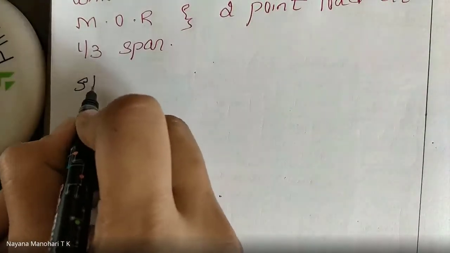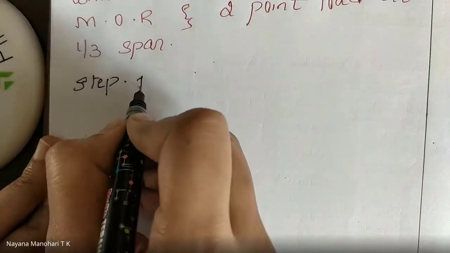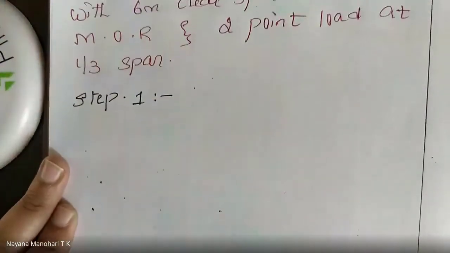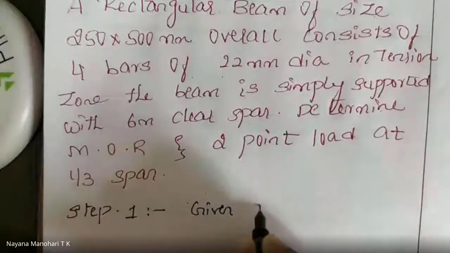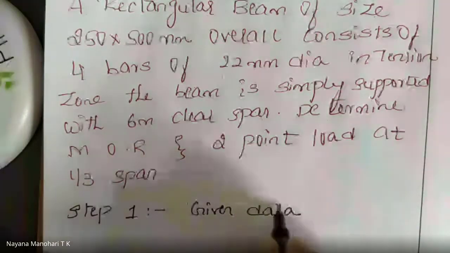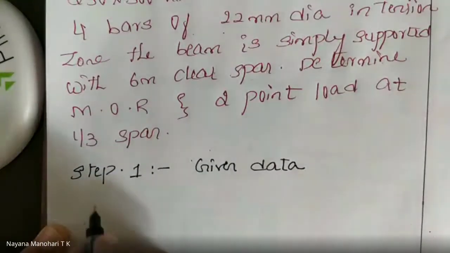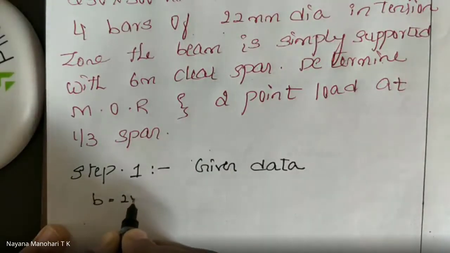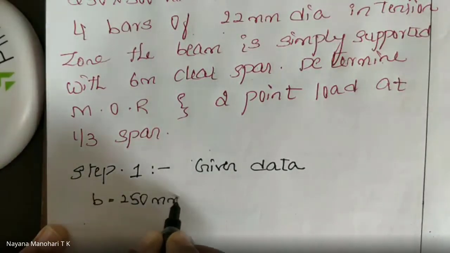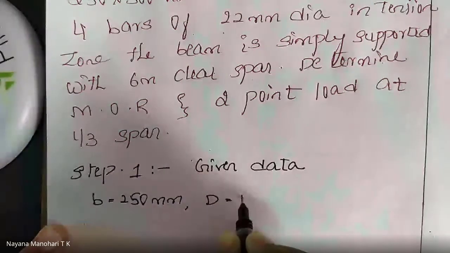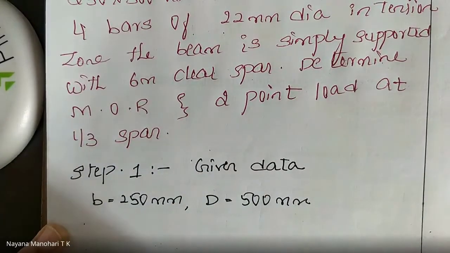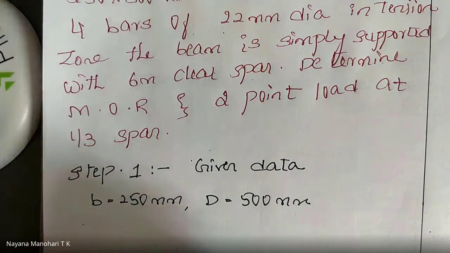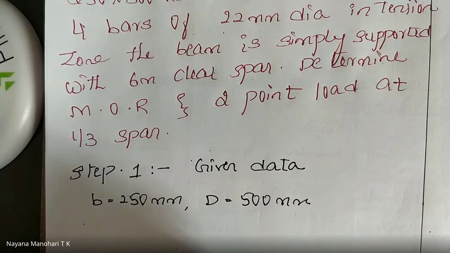Okay? That is step 1. Write down the given data. What are all the data they have given? Width they have given 250 mm. Depth they have given 500 mm. Consists of what? 4 bars of 22 mm dia in tension zone.